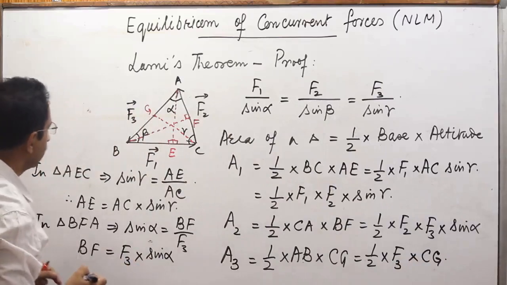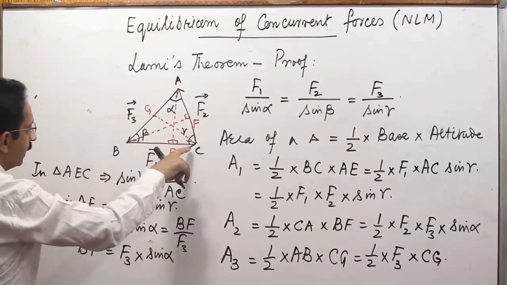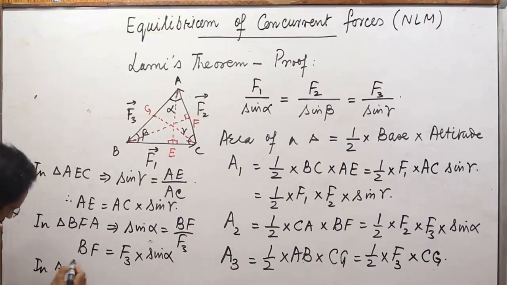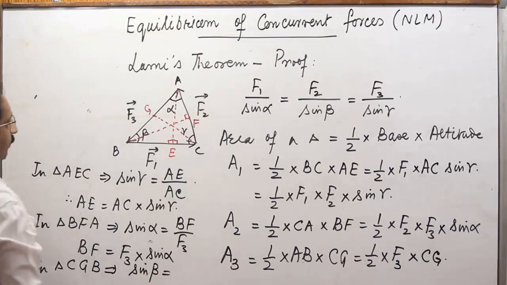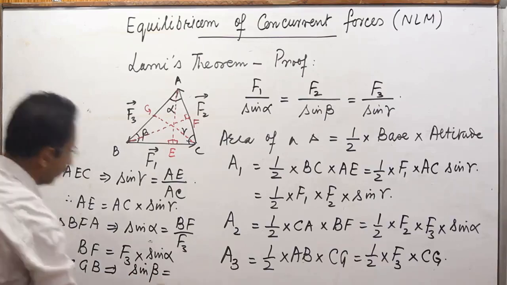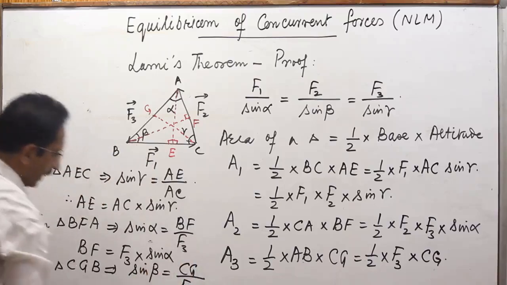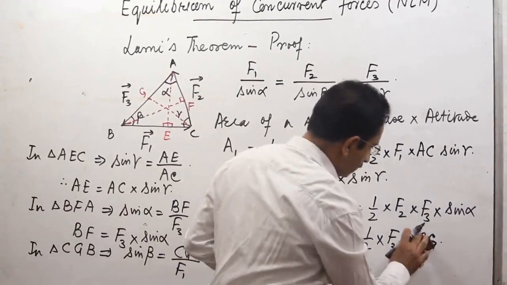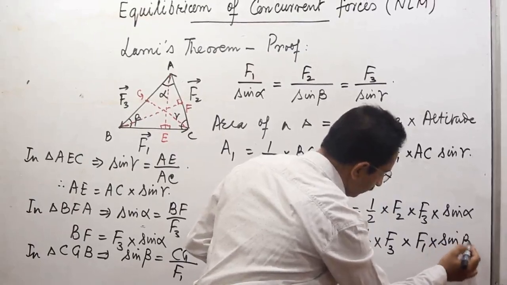आप CG की वैल्यू के लिए आप क्या कर सकते हो, the way we did it here. अब आप इस ट्राइंगल को ले लें. So this is triangle CGB. So in triangle CGB I can find out sine beta. So sine beta would be again equal to perpendicular divided by hypotenuse, that is CG divided by hypotenuse. Hypotenuse is F1. So CG becomes F1 into sine beta. I substitute CG equal to F1 into sine beta.